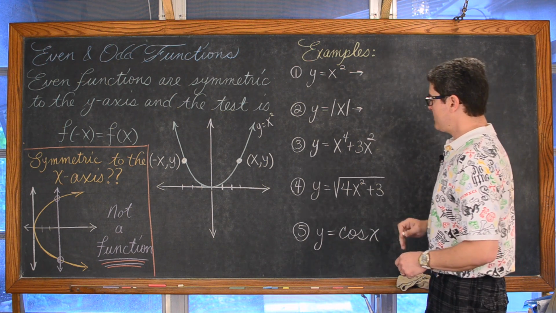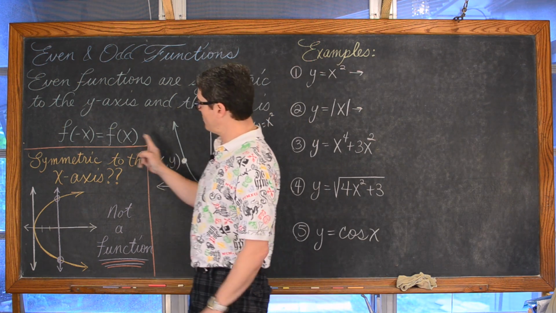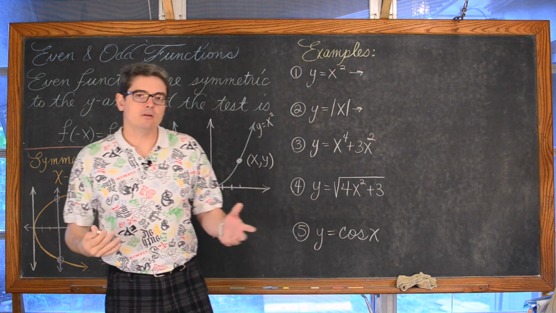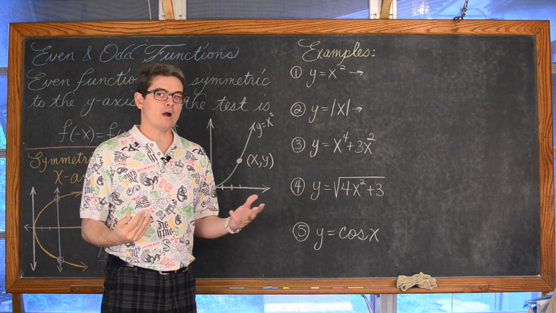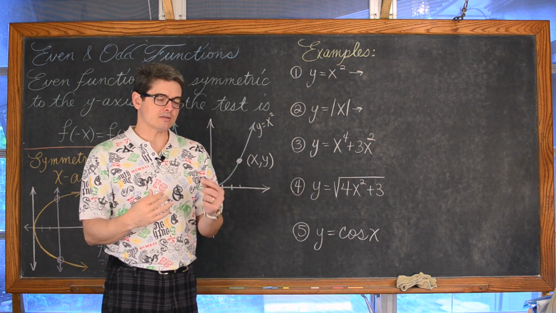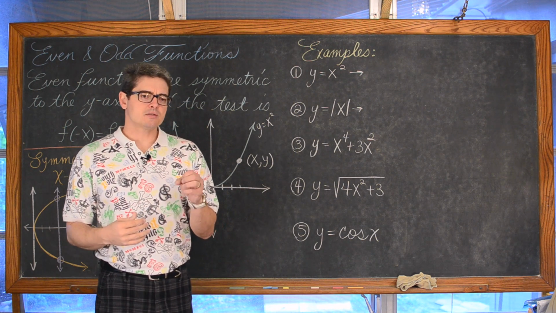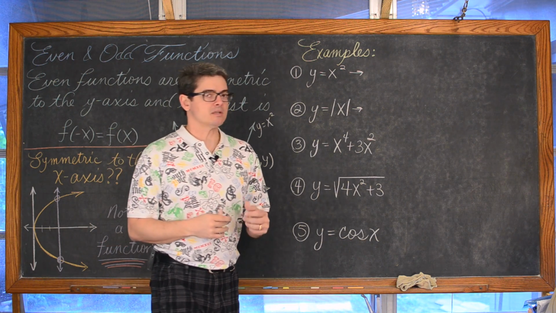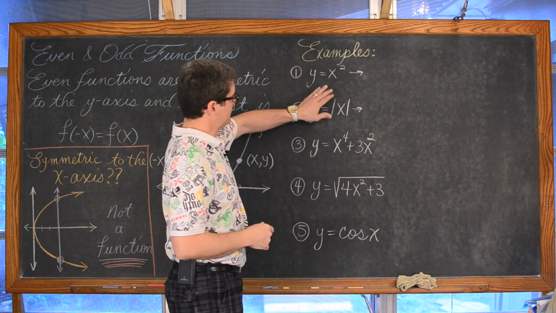So we have 5 examples here which I want to discuss with you, and how to algebraically check whether they're even or odd. If you're allowed to use a graphing utility, of course you can graph it and just see that symmetry to the y-axis, but graphing utilities cannot show holes in the graph. They can sometimes be a little bit misleading. So we'd like to be able to check algebraically.